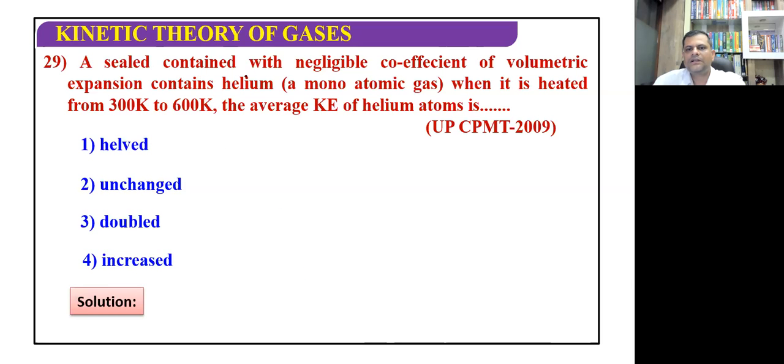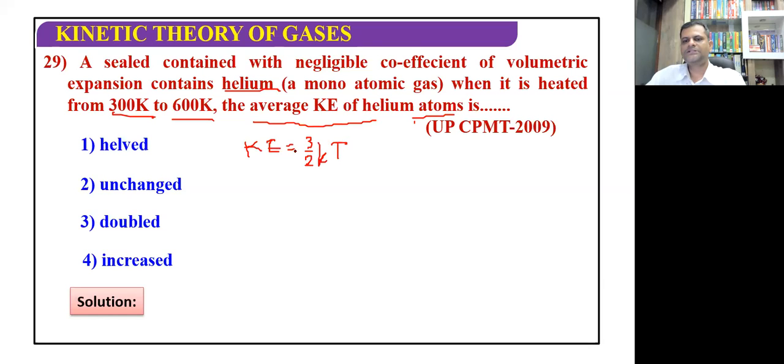A sealed container with negligible coefficient of volumetric expansion contains helium. When it is heated from 300 Kelvin to 600 Kelvin, then the average kinetic energy of helium atoms becomes double. Because see, the average kinetic energy of helium atoms is going to be equal to 3/2 kT, correct? So since temperature has been doubled, the average kinetic energy will also get doubled.